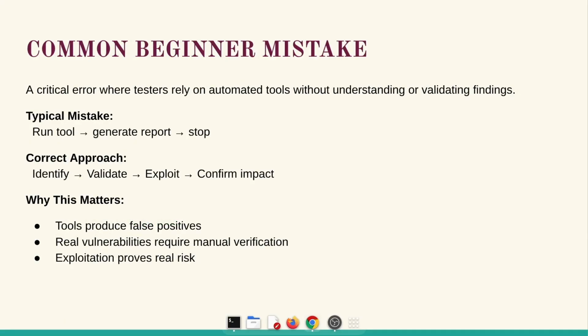Common behavior mistakes: a critical error is where a tester relies on automated tools without understanding or validating findings. They typically run a tool, generate a report and stop. Beginners think this is the path to compromise the site. But the correct approach is first identify, then validate, then only exploit and confirm the impact. This is the proper way to exploit.